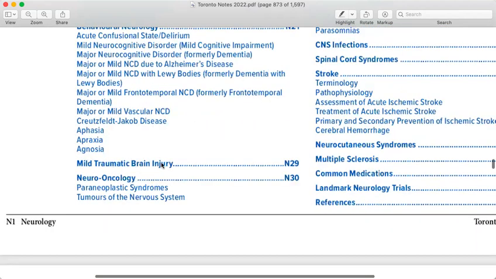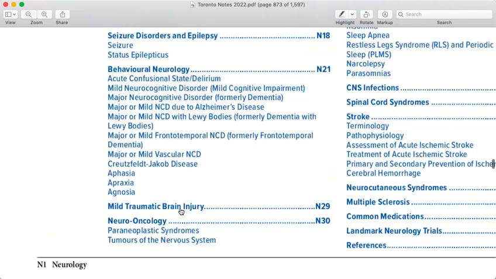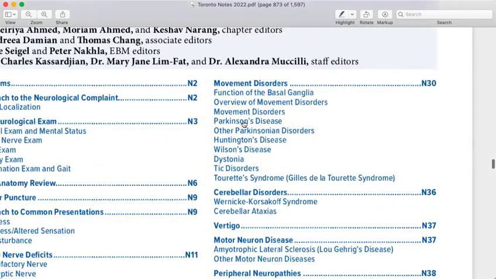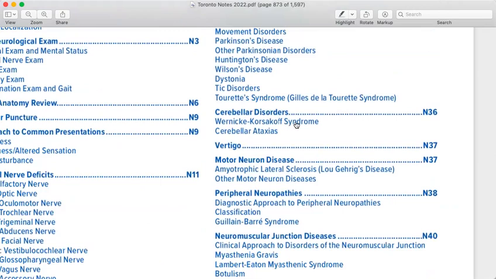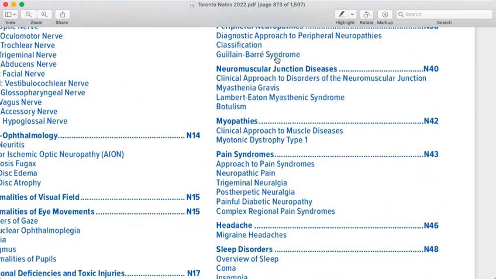Then mild traumatic brain injury is important in emergency medicine. Parkinson disease is important because the treatment is also important as well. It's very common. Wernicke-Korsakoff because it's involved in alcoholic patients. If you can remember, Guillain-Barré and myasthenia gravis are important, and their treatment is important.